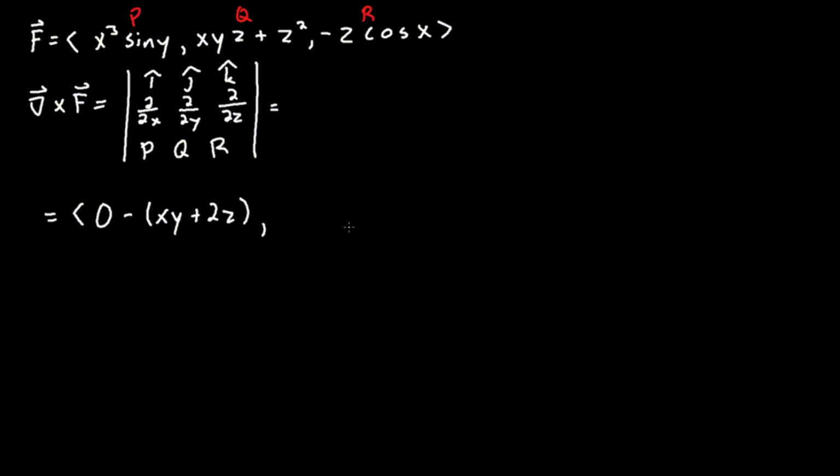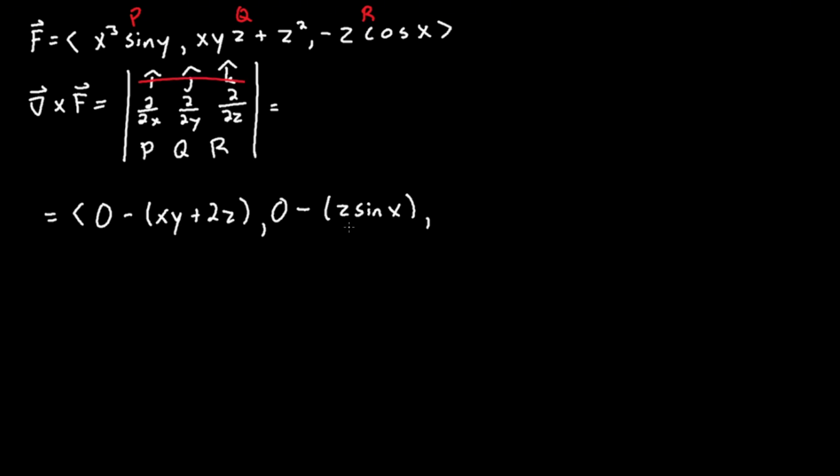How about for j? Let's cross this out and find the determinant of this matrix here. Now I do it a little bit differently. I multiply from the top right to the bottom left first so I don't have to worry about any negative symbols. So we find the z partial of p first. The z partial of p is just 0. And the x partial of r minus the x partial of r is negative z, which is actually just z sine of x.